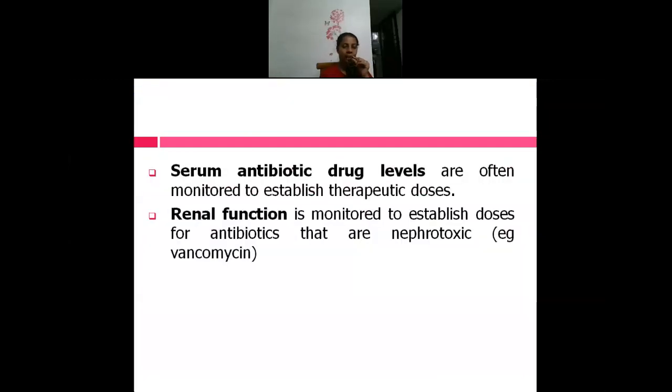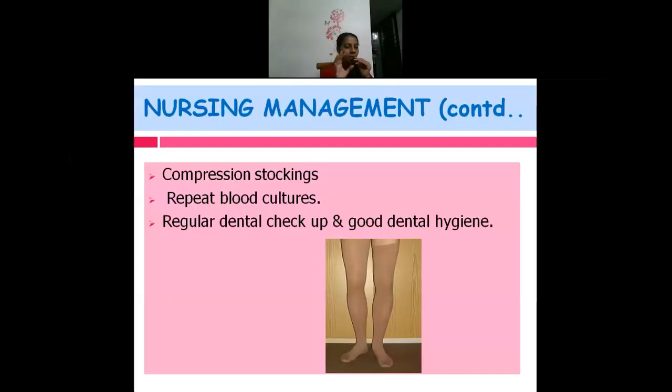Continuously you may have to monitor the levels of the antibiotics, and see that normally when we give aminoglycosides or other antibiotics, they may sometimes be nephrotoxic. So what you have to do is monitor the RFT, that is the renal function test. Check the urea level, creatinine, blood urea nitrogen. All these levels have to be monitored. Next, compression stockings can be used by the patient in order to improve blood circulation.